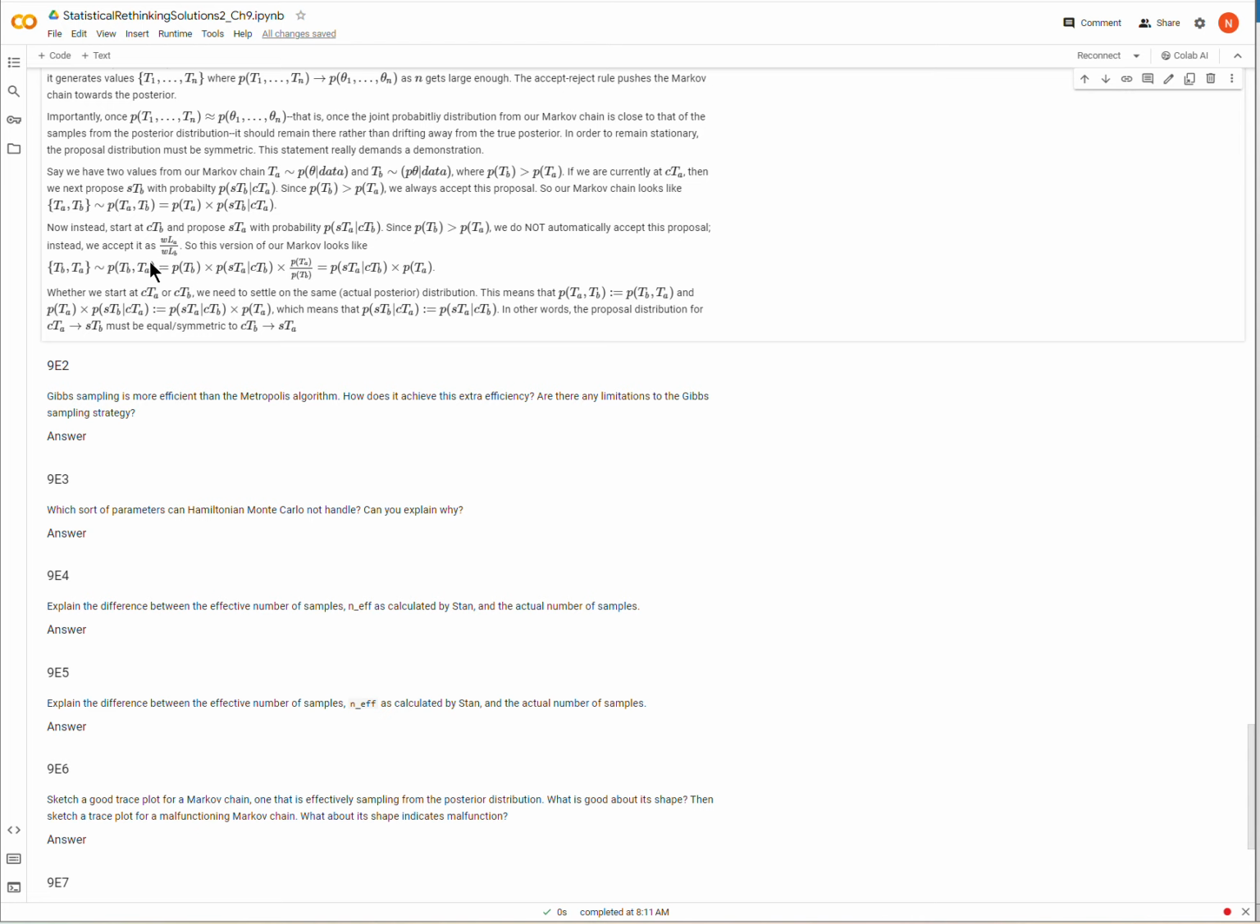Okay. So now we're going to imagine a parallel universe where instead of starting at TA, we start at TB and propose TA. Okay, so we start at TB and we propose TA with a probability of proposing TA given TB. Okay. Now, since the probability of TB is greater than the probability of TA, we don't automatically accept TA. Okay, but instead we accept or reject it based on the rule that we've already gone through, the ratio of the weighted likelihoods.